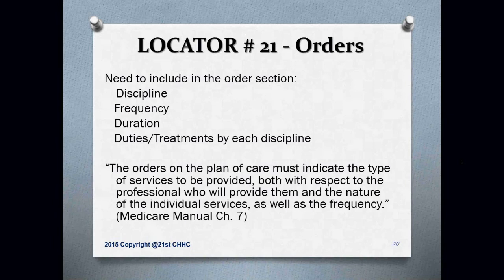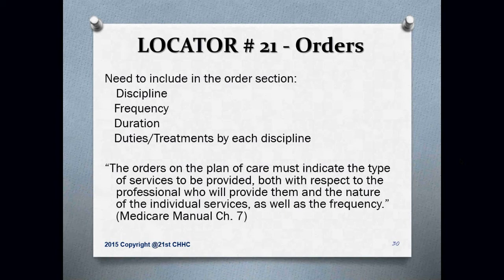Locator 21 is your orders, and the minimum things that should be required in there are your disciplines, which is all the disciplines that are going to see the patient during that 60-day episode, the frequency of those visits, the duration or how long those visits are going to happen, whether it's for the whole 9 weeks or less than the 9 weeks on the episode, and then also the duties or treatments that each discipline is going to give the patient.